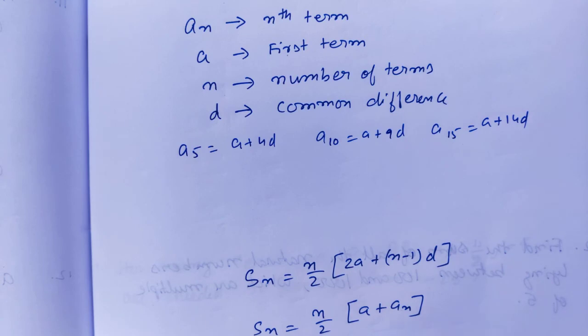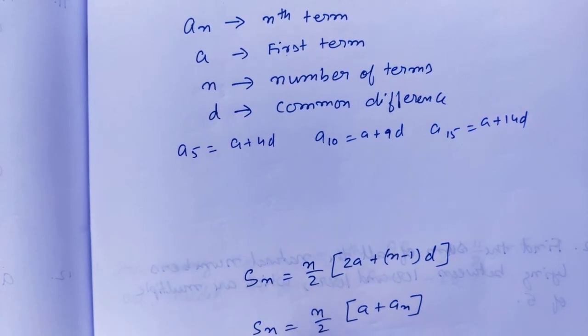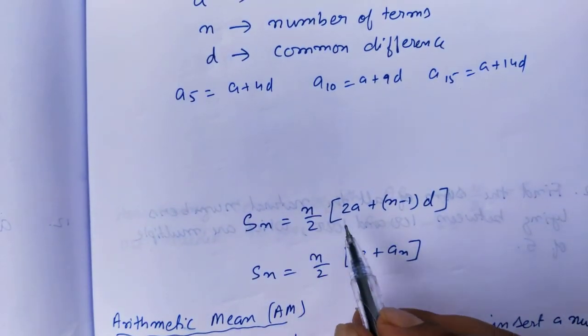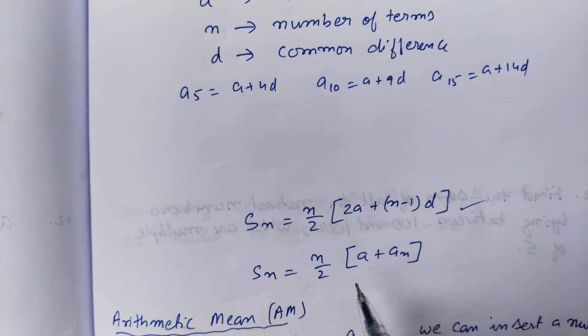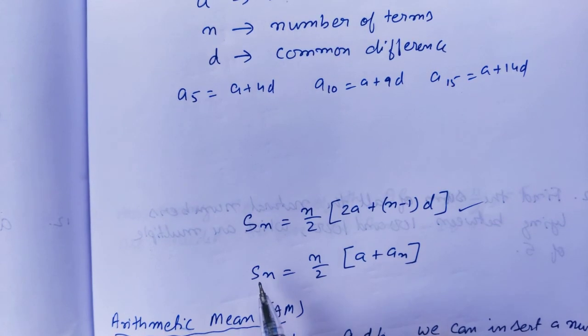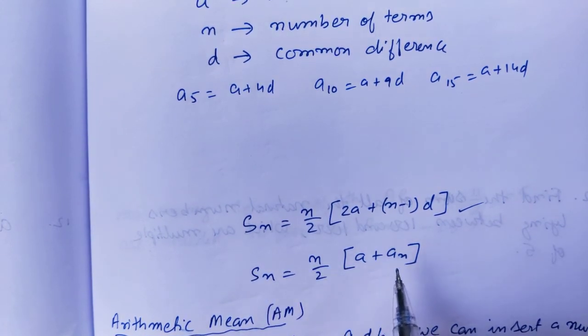You also have to know this Sn formula, sum of n terms. The sum of n terms formula is n by 2 into (2a plus (n minus 1)d). This is one more formula: if you know the first and the last term, Sn is n by 2 into (a plus an). Sometimes we may use l also in place of an.